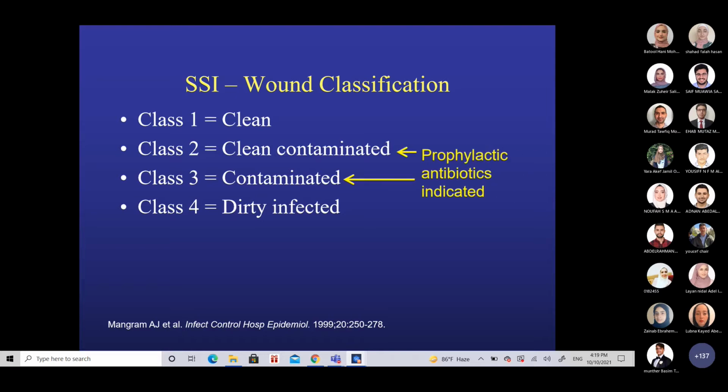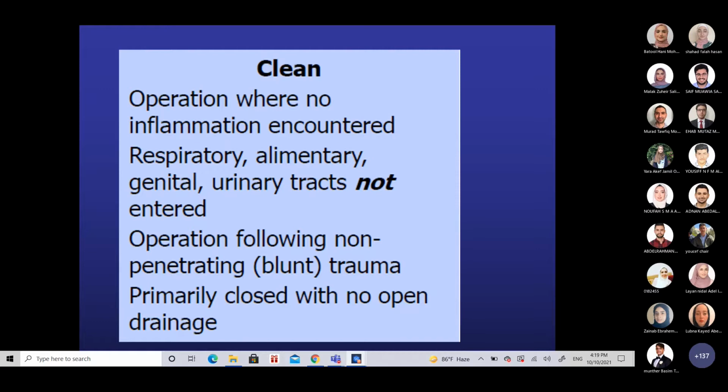So in clean surgery, the risk is very minimal, so we don't give antibiotics except for a few exceptions that we will discuss. For class 2, clean contaminated, we give prophylactic antibiotics, and in dirty infected ones we give a therapeutic dose of antibiotics. What the difference is between them, we will discuss.